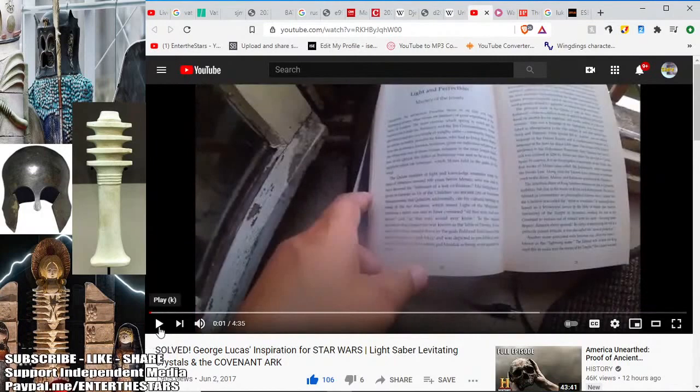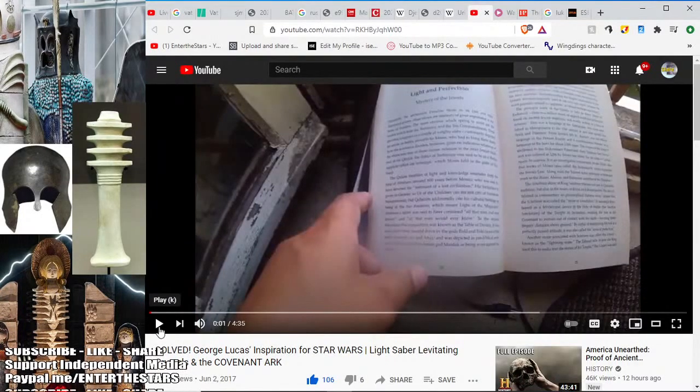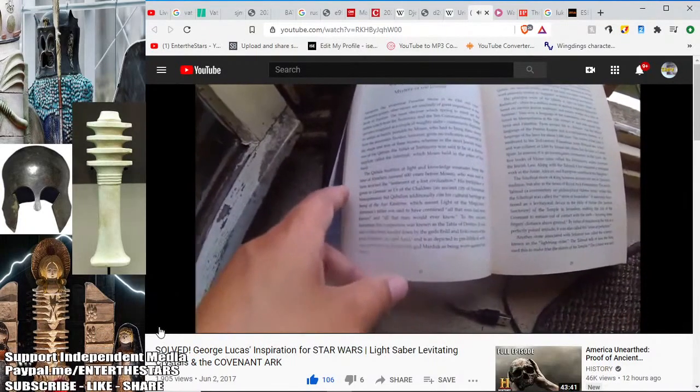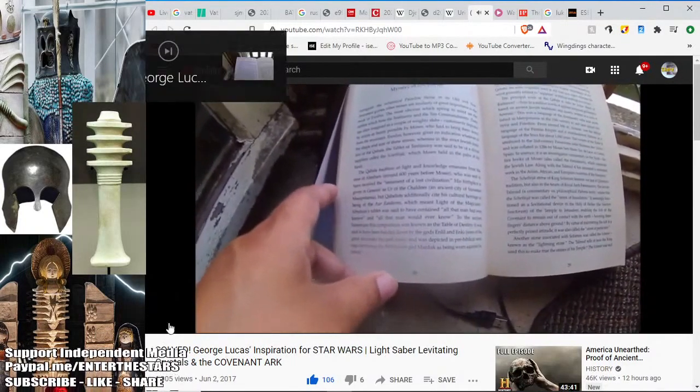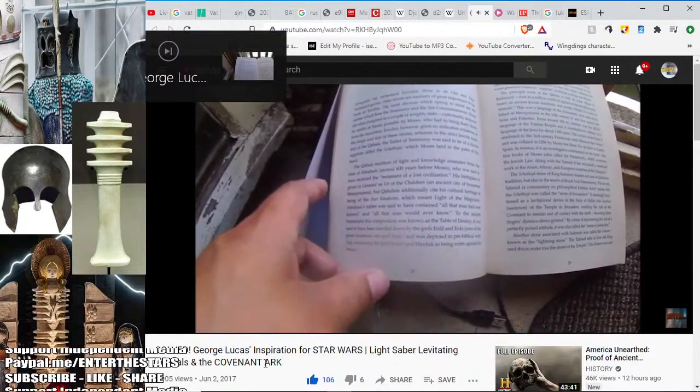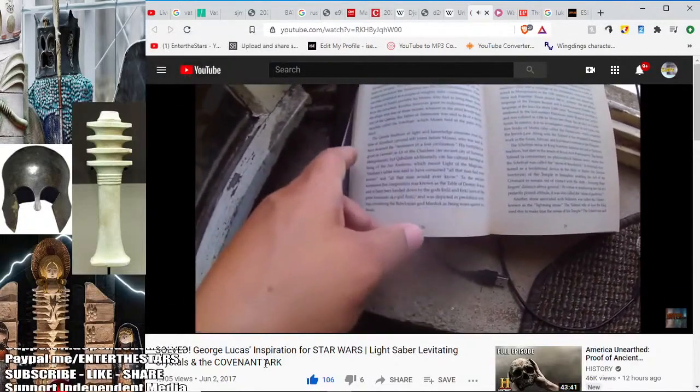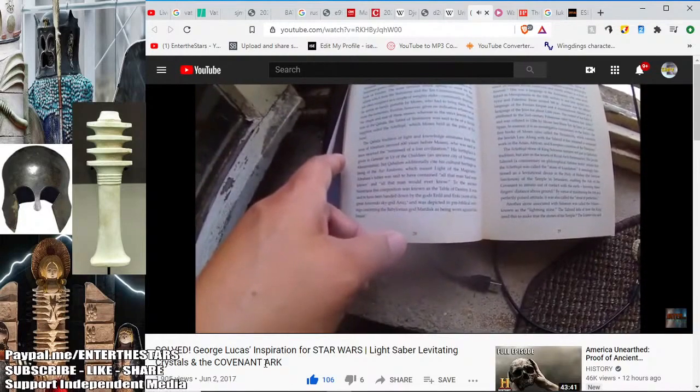We read this out of a book that I found, or I think Mark gave it to me or had it in his collection. And let's take a look and see what this has to say. Into the stars, and now it's obvious to me that George Lucas, his inspiration for Star Wars was that of the Kabbalah.